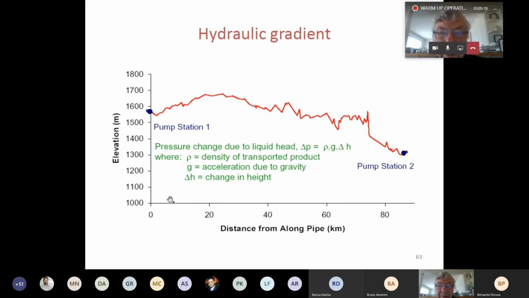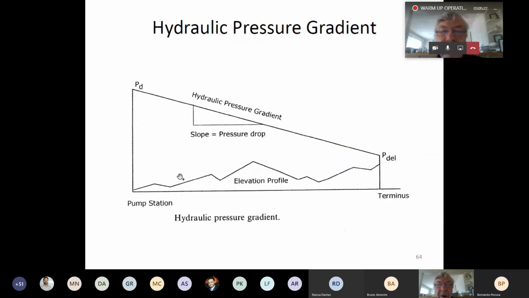So what you need to be aware of is what happens on 64. And that is, we need to be sure that we've got enough pressure at the discharge of the pump so that when we take account of the frictional losses, the head at any point in the pipeline is greater than the elevation. And you'll see why on the next slide.